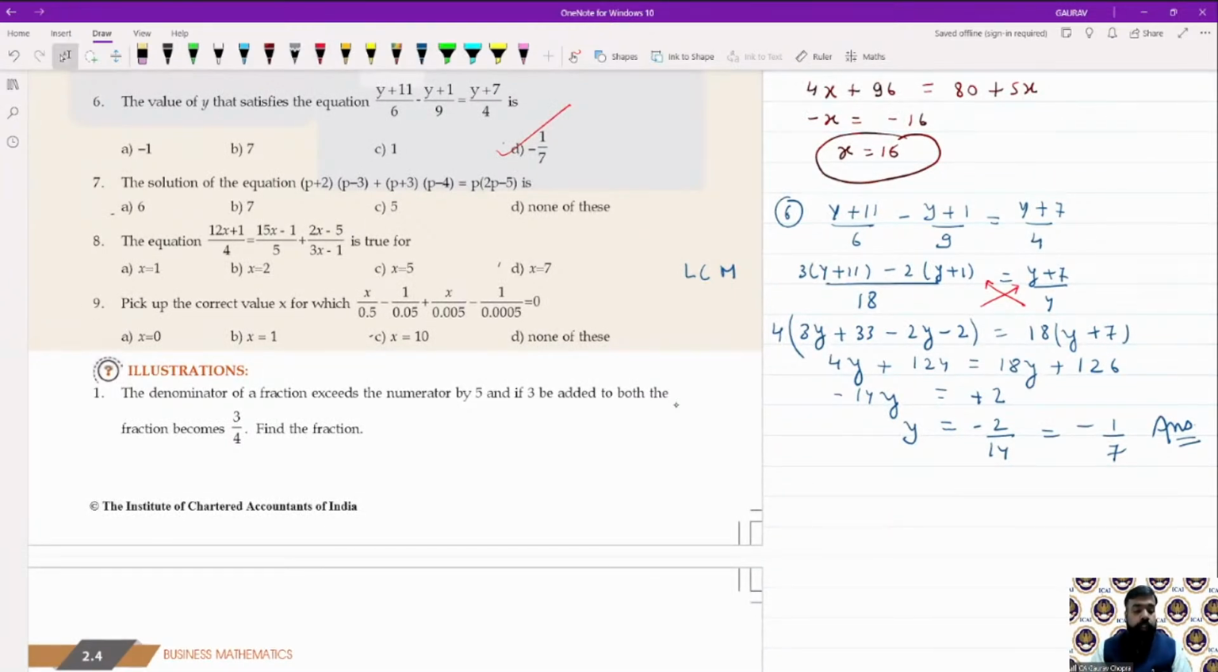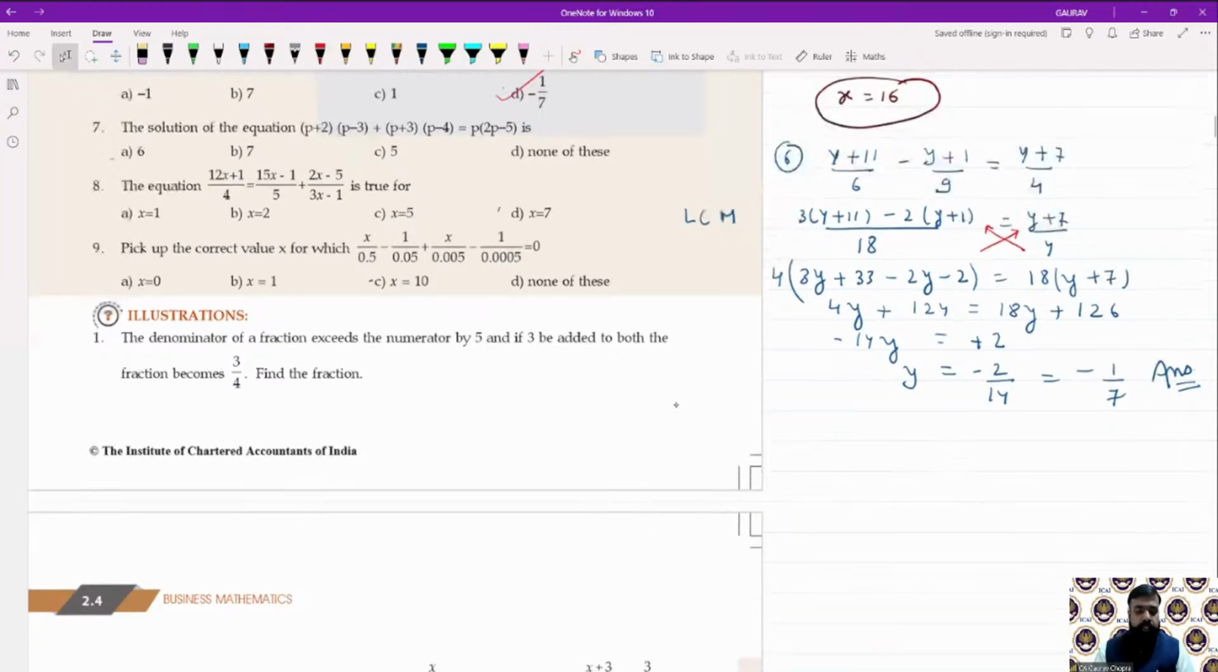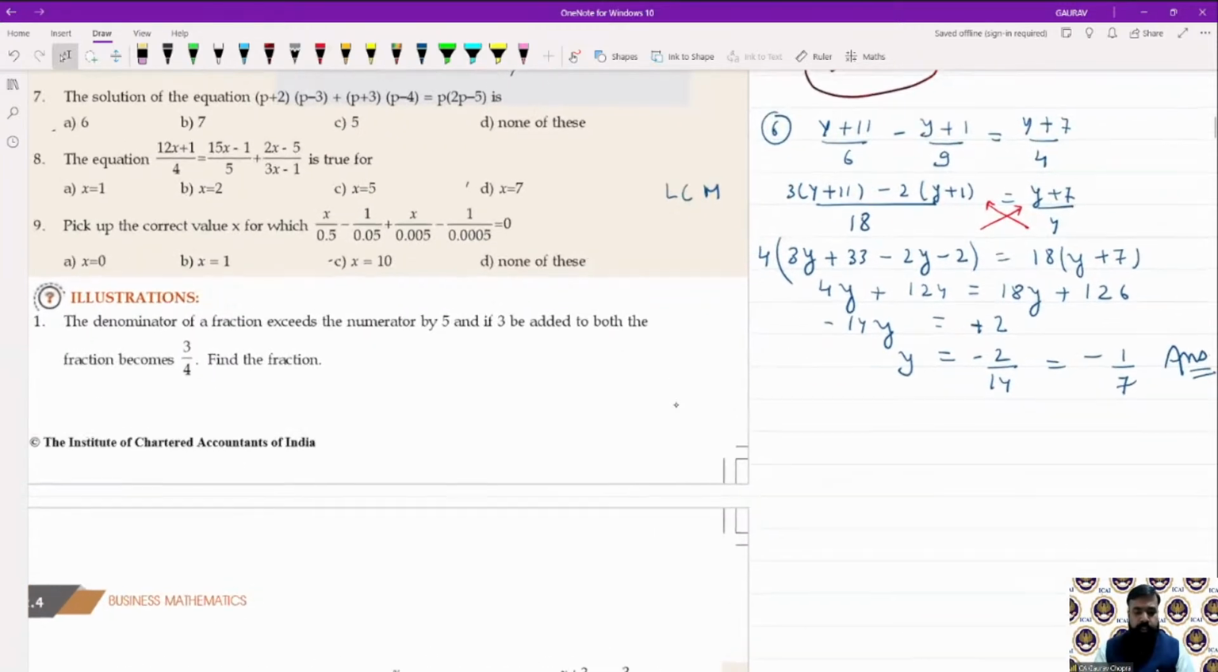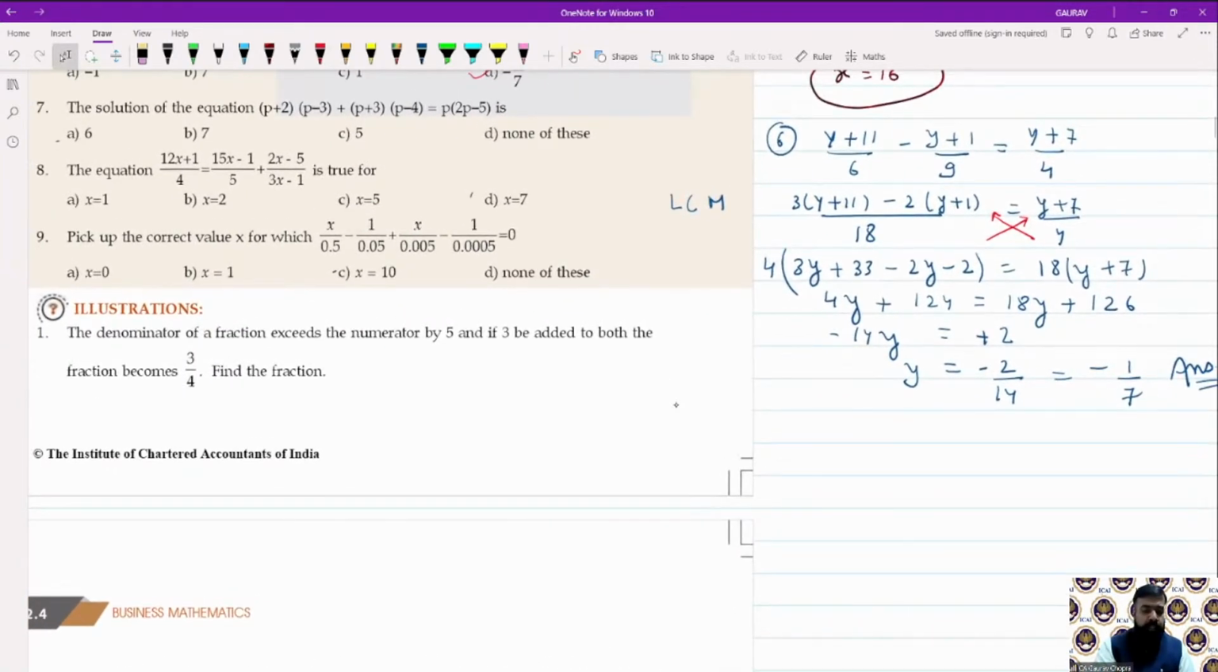Now, seventh one. Question number 7. There are two ways. First way is to multiply and then solve the equation. Second one is to put the options. We can substitute the option in place of P and check which is satisfying the equation. So we can do it anyway, no need to worry. But let's try using the equation method.